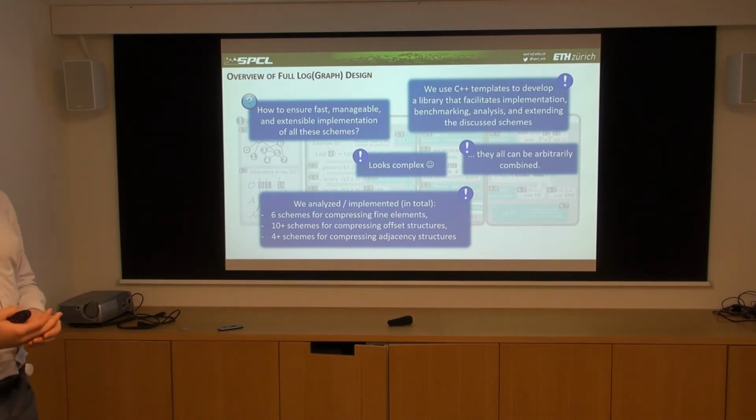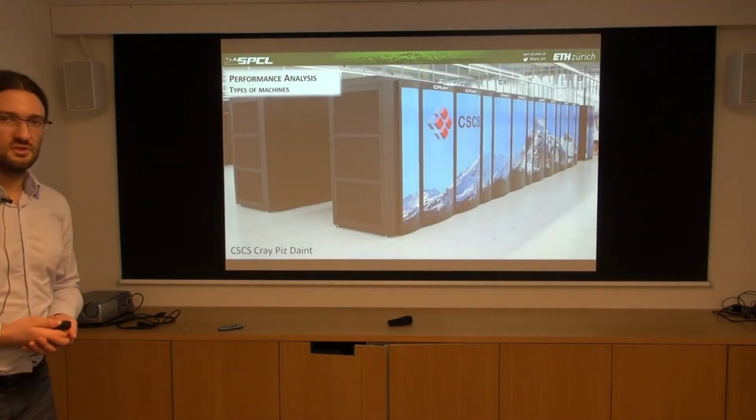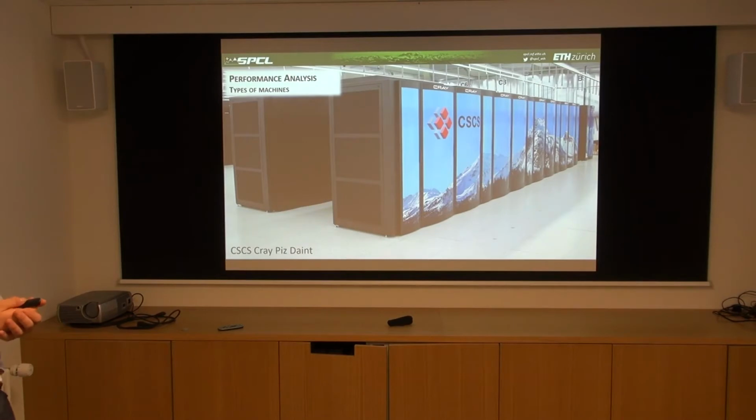scheme for compressing the offsets, what is the best scheme, for example, for compressing the corresponding vertex labels, edge weights, and again the whole adjacency data as a whole. So now let's take a look at how this looks in practice in terms of the performance and storage overheads.